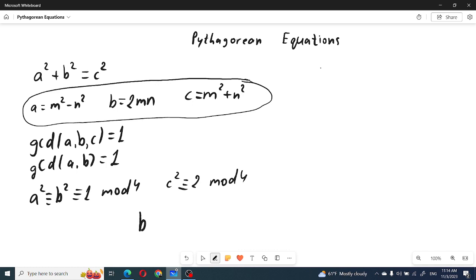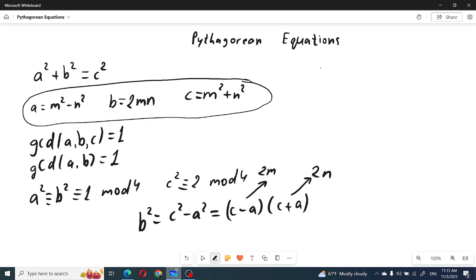Look at b squared, it must be c squared minus a squared. And c and a are odd numbers, so this is (c minus a) times (c plus a). Now, because we know that c and a are odd numbers, both of these brackets must be even numbers. So if we assign these as 2 times m and 2 times n, and b as 2 times t, we get that 4t squared equals 4 times mn.